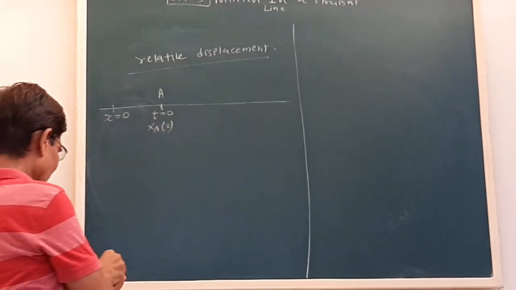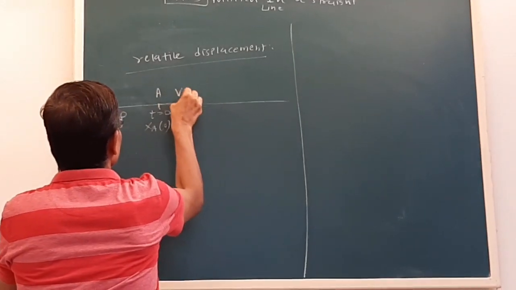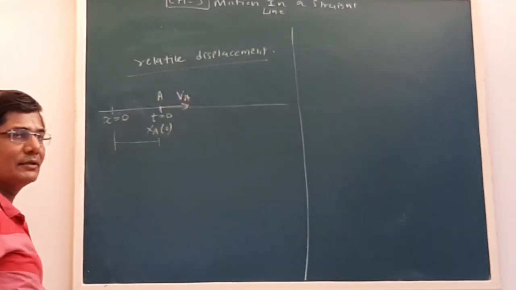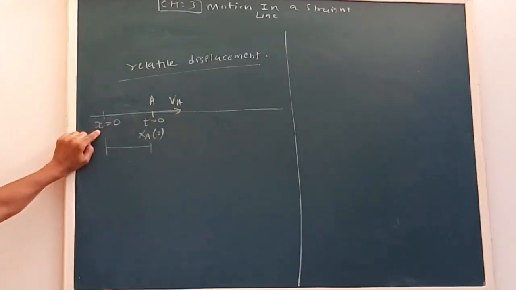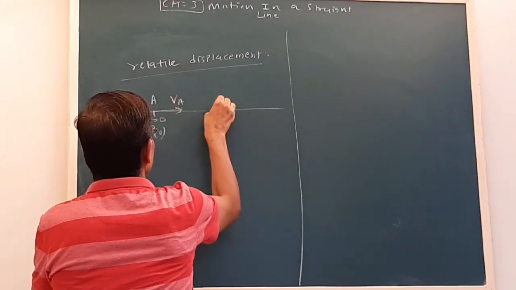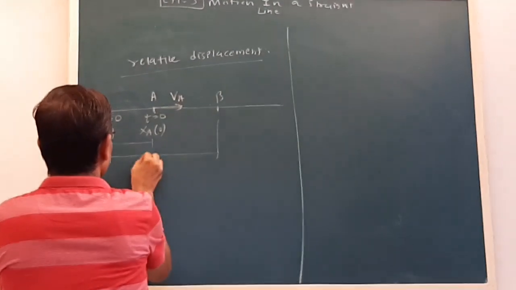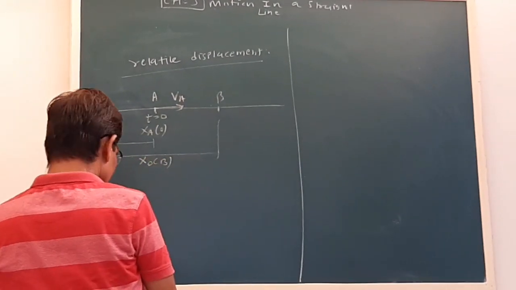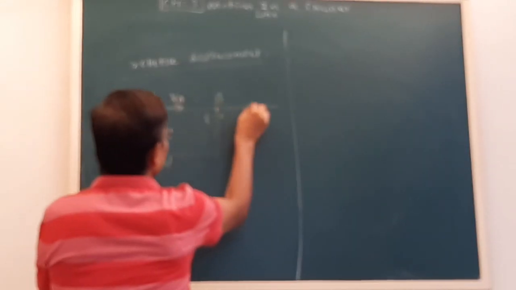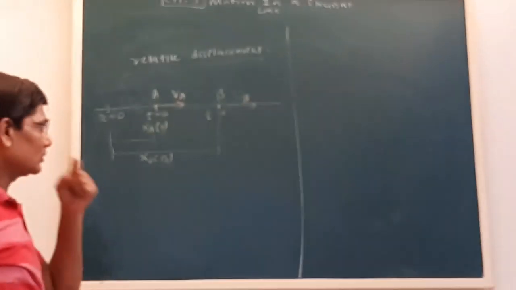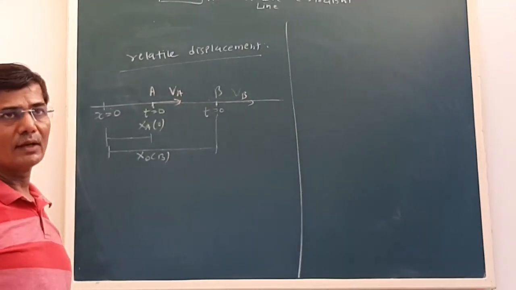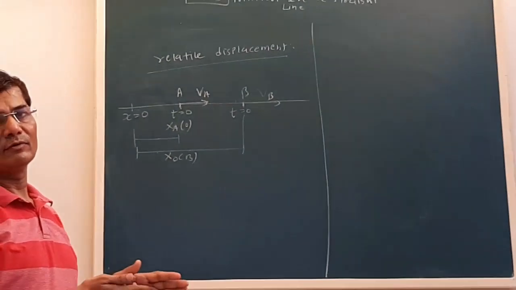Now let us say A moves with the velocity va. Now this is the distance x0a, that is the initial position of A, with respect to the origin. Now let us say the object B is at a distance of x0b, that is the position of B at t equal to 0, and B moves in the same direction with the velocity vb. Now see, both move in the same direction. We have to find out where and when they meet.